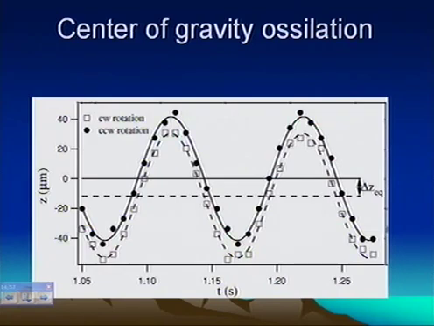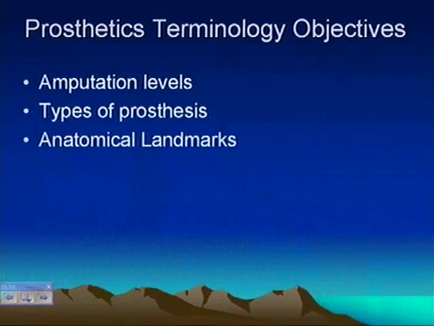So when you have an amputation or a brace that we put on a patient, a lot of times they have a bigger oscillation, so it takes them more energy to walk than what it does if you had a normal oscillation of your center of gravity. So that's kind of the terminology and the gait that we're going to go through. Now we're going to start focusing on some of the different types of prosthesis and orthosis. And we're going to start off with amputation levels, types of prosthesis, anatomical landmarks.